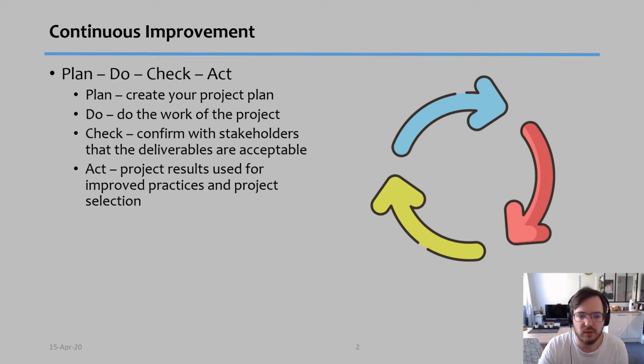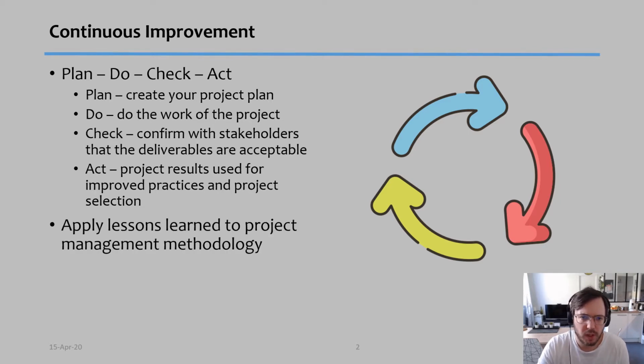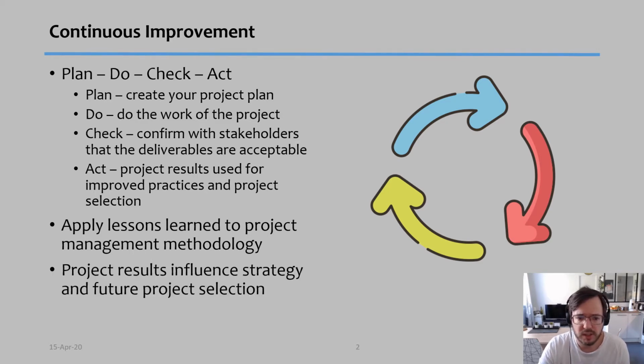So this process is in order to help us improve the entire way that we develop our projects. Here we need to apply our lessons learned to the project management methodology to really see the way that we manage the project. Does it change based on information we got from previous projects or not? And project results will influence the strategy and future project selection. So if your organization develops a lot of projects, then you need to have this methodology of continuous improvement in place in order to make sure that as time goes by, these projects get better and better results.